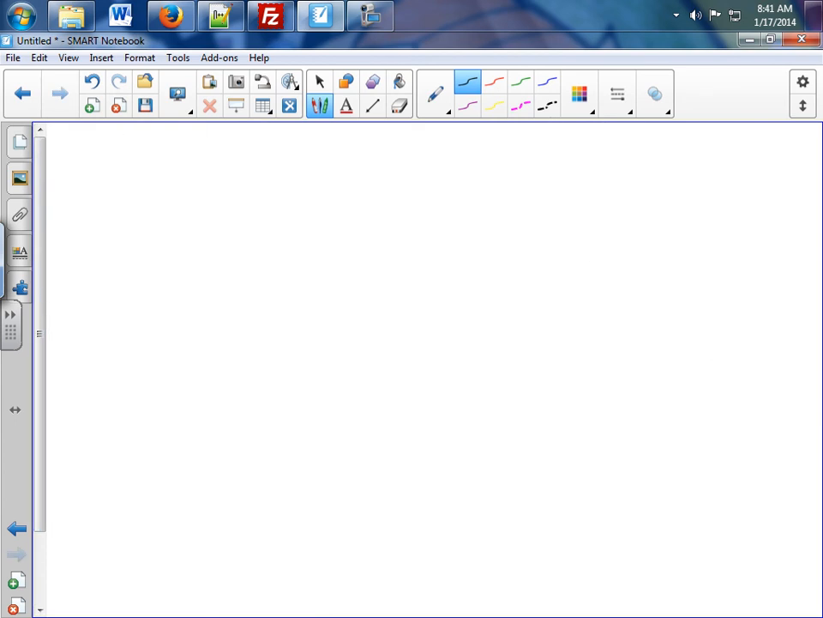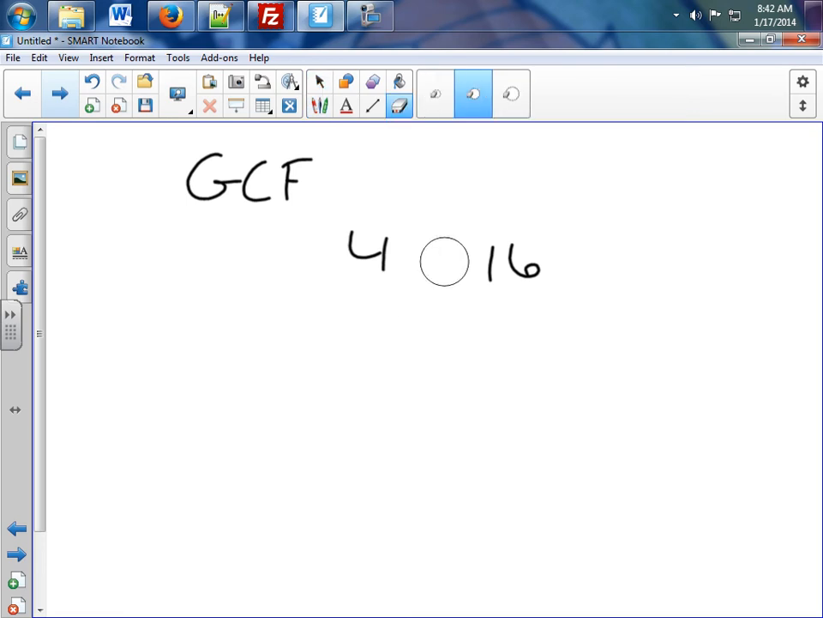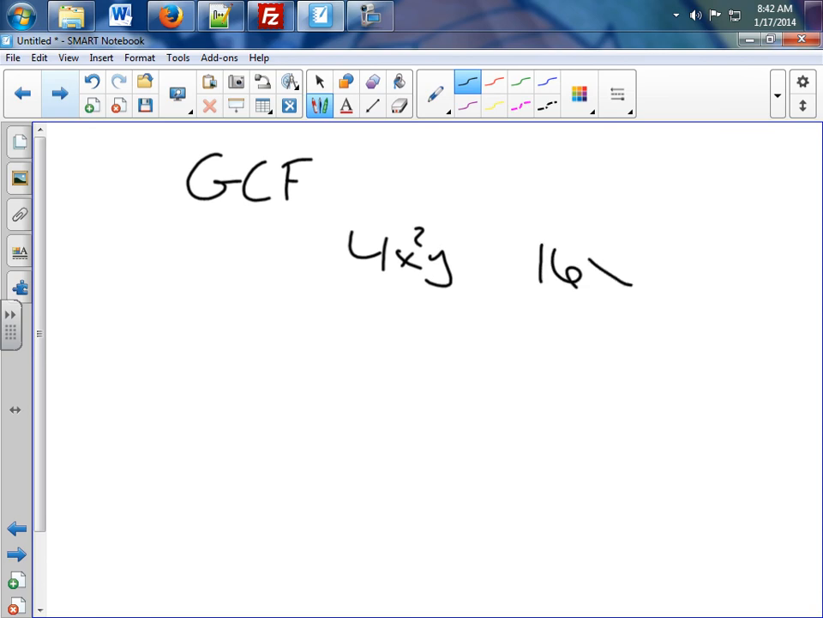Now, let's say I wanted to find the greatest common factor of 4 and 16. Everyone right now can tell me what it is. 4. No problem, okay? The problem comes up when I do something like this: 4x squared y and 16x to the cube y squared. So I ask, what is the GCF?